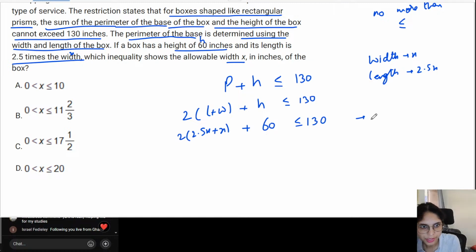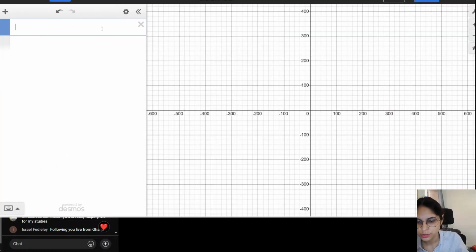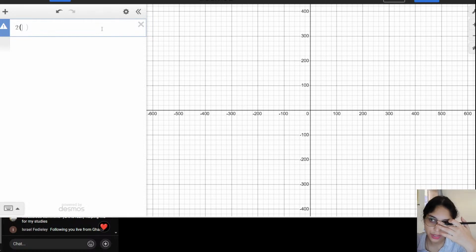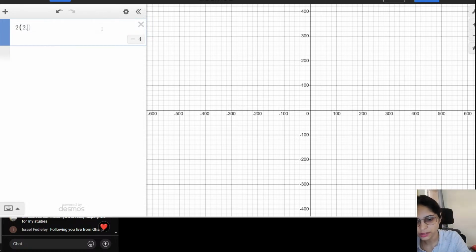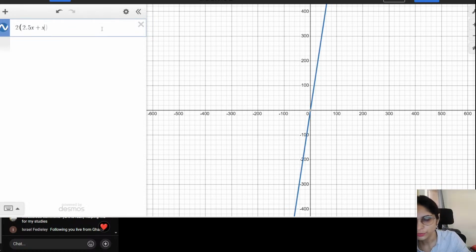Now we can just put it in Desmos. You will get something for x. So you can also simplify 2 times 2.5x plus x is 3.5 times 2, 7x. Or you can write it as it is, whatever you feel comfortable with.